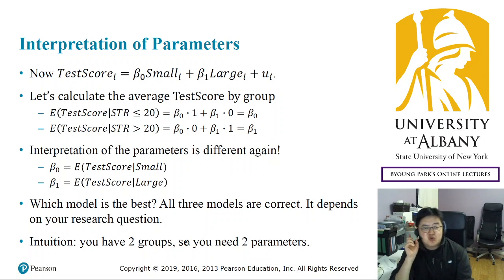And the final intuition I would like to give you here is that you have two groups, so you can calculate two averages. So in the regression model, you can have only up to two parameters. More than two parameters, something is wrong. You don't have three groups, so you only have two averages. So from two averages, you cannot estimate three parameters. That is the simplest underlying intuition in this case so far.